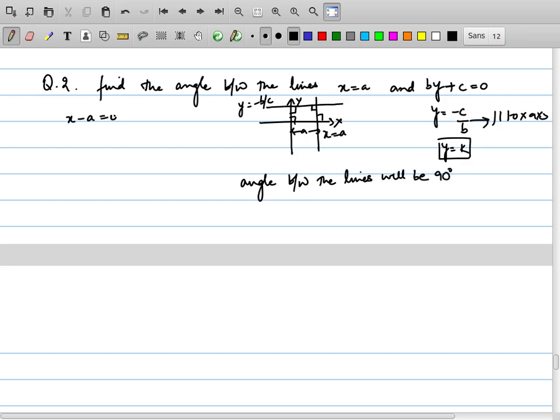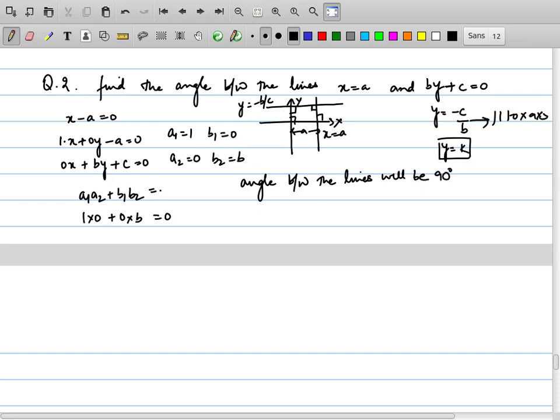x minus a is 0. We can write this as 1 into x, 0 into y, minus a is 0. Similarly, the second equation is 0x plus by plus c is 0. What is a1? 1. What is b1? 0. What is a2? 0. What is b2? b. What is the value of a1 a2 plus b1 b2? a1 is 1, a2 is 0, b1 is 0, b2 is b. What are we getting? 0. Therefore, this was the condition for lines to be perpendicular. Therefore, lines are what? Perpendicular. Therefore, angle between the lines is 90 degree.